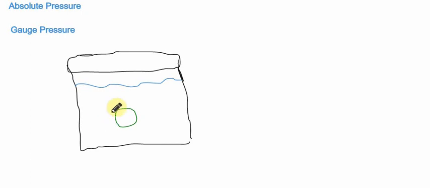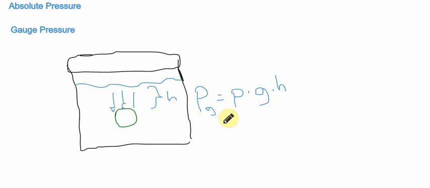So the gauge pressure would just be the pressure from the fluid directly on top. And how we would do that is we would just use the equation that we learned. So the gauge pressure, Pg, is equal to the density of the water times gravity, which is 10, times the height. We'll just say this is height, or z. This is how you would find the gauge pressure.